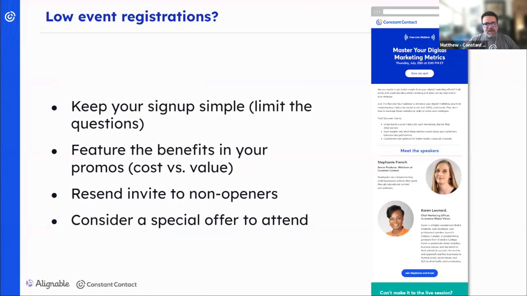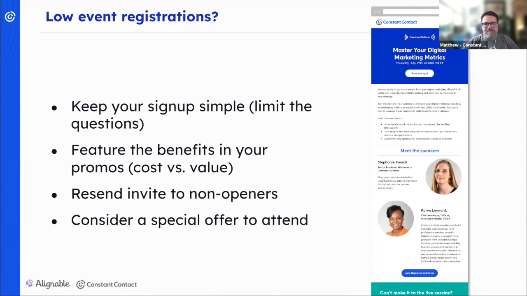If you're seeing low engagement, try a couple of different strategies. One, keep your sign up simple. One thing I see a lot of small businesses and nonprofits do when they're running events is they ask for way too much information. Try to ask for as limited an amount of information as you need to have a successful event. Unless you need to know the favorite color of your attendee or what their dog's name is for some marketing purpose, don't over ask questions.